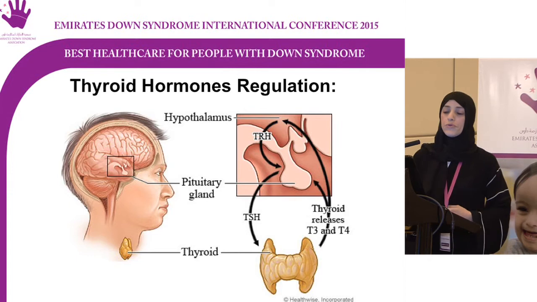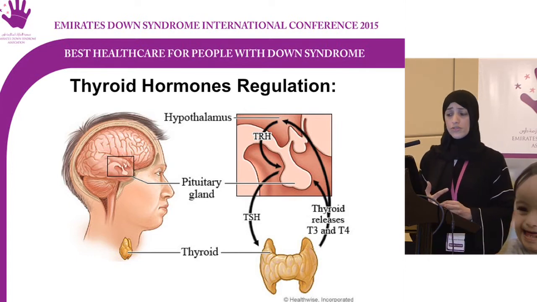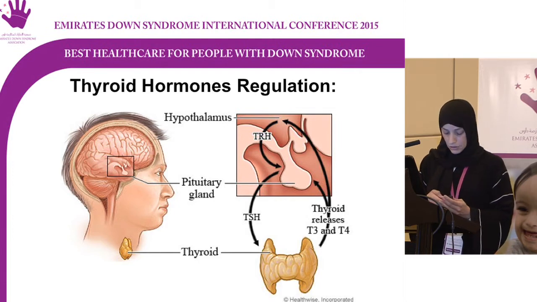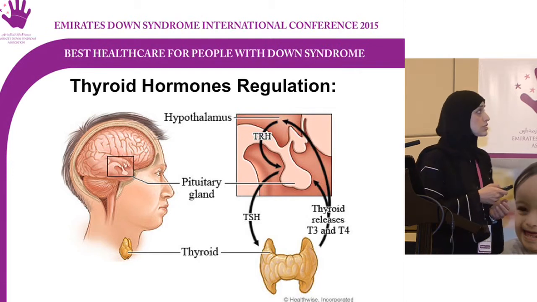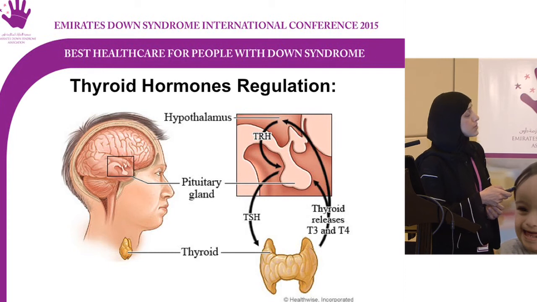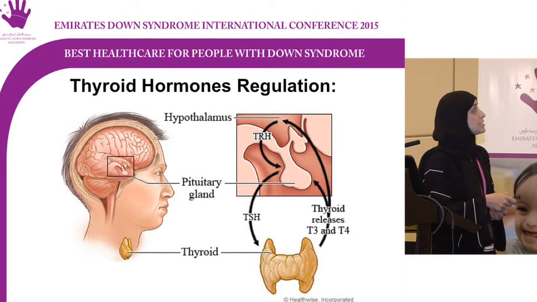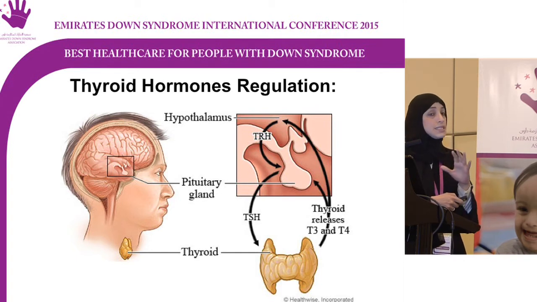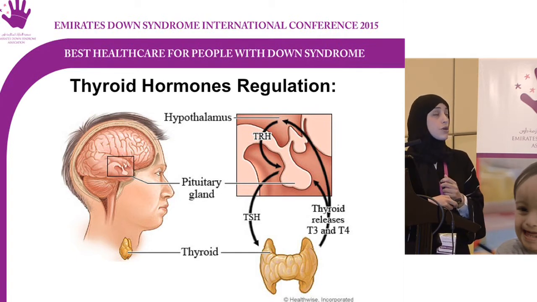So a quick review of the function of the thyroid gland. As you know, the thyroid gland itself is located on the neck just below the voice box. It's located in here, and the main function is to regulate and maintain a steady level of the thyroid hormone through the phases of growth.